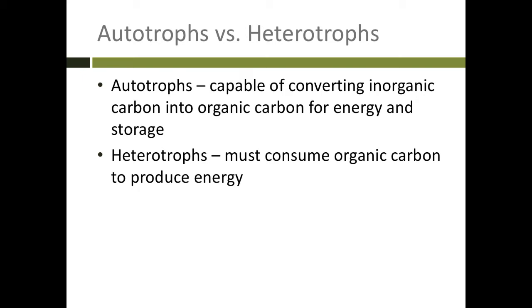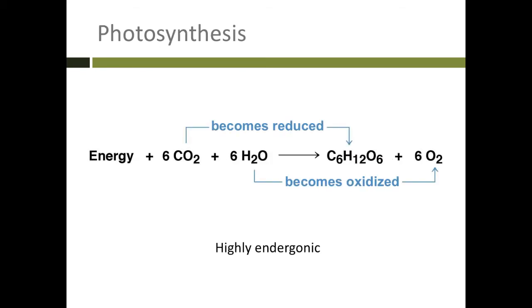Heterotrophs cannot do this. Hetero means other. So other feeding means that heterotrophs have to consume organic molecules from other organisms and then break down those molecules for energy. Here's the overall reaction for photosynthesis.